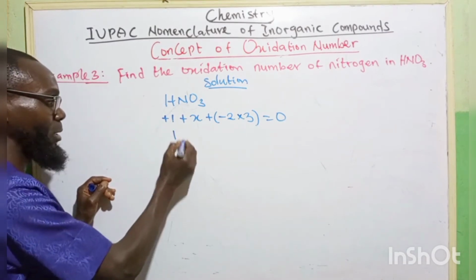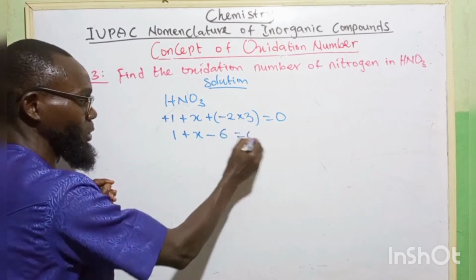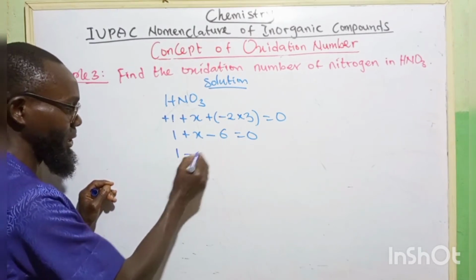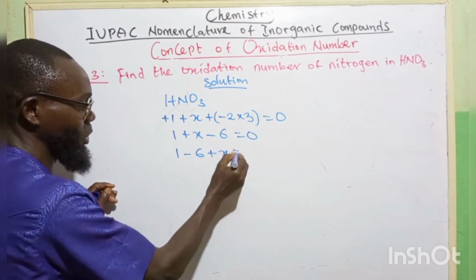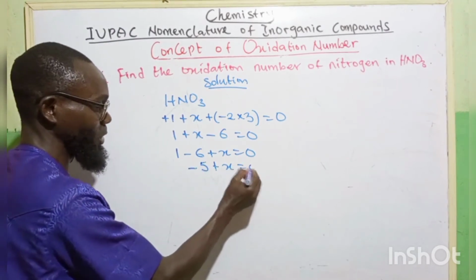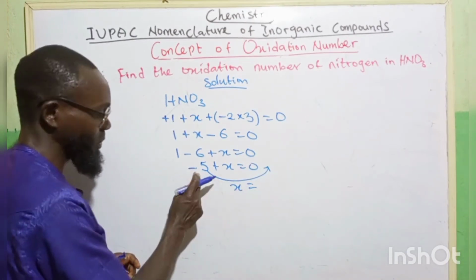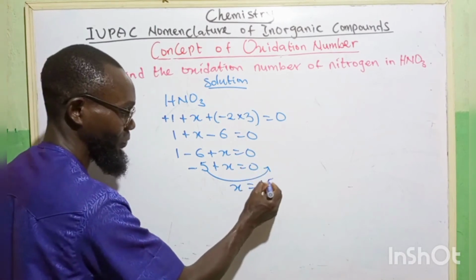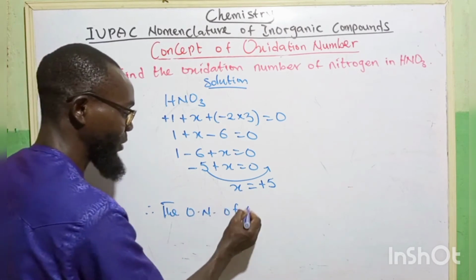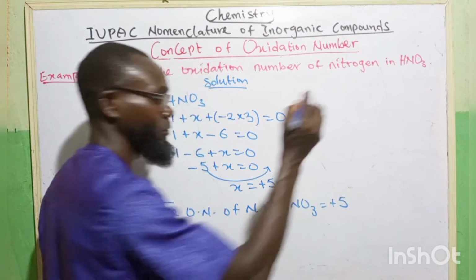So here we have 1 plus x, plus times minus, -2 times 3, 6, equals 0. So collecting like terms, we have 1 minus 6 plus x is equal to 0. 1 minus 6 gives -5 plus x equals 0. So take this to the right-hand side. So we have x equals, when minus crosses, it changes to what? Plus 5. Therefore, the oxidation number of nitrogen in HNO3 is equal to plus 5.